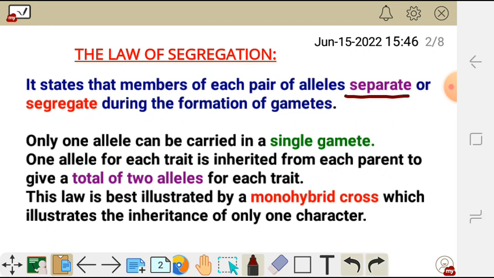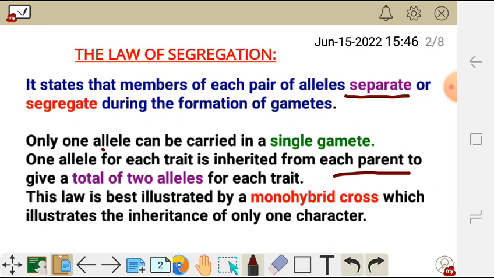So only one allele can be carried in a single gamete. When gametes are formed during meiosis, only one allele can be carried in each gamete. So one allele for each trait is inherited from each parent to give a total of 2 alleles.